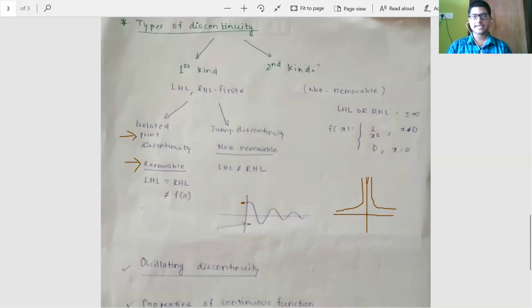So there are two kinds, first kind and second kind. In the first kind, we covered isolated and jump discontinuity. Why is this removable and why is this non-removable? Removable is, for instance, isolated point discontinuity. Let us think about this a bit.